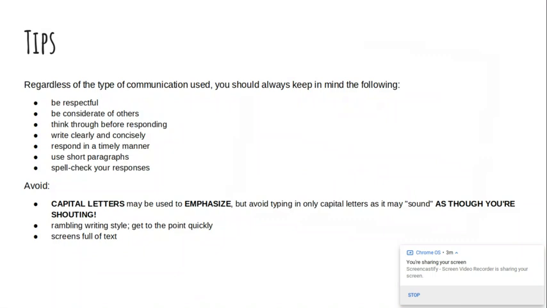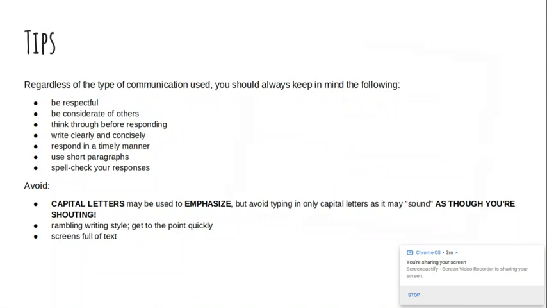Also avoid a rambling writing style where you're like, oh, look at this, oh, there's a bird that flew by, oh, wait, going back to my question, what was the homework? Oh, but yesterday... You want to get to the point. And avoid screens full of text. You don't want to just plaster the page. It's like using a highlighter. You should not highlight your whole page yellow. You should pick out the important things and communicate it in that way.